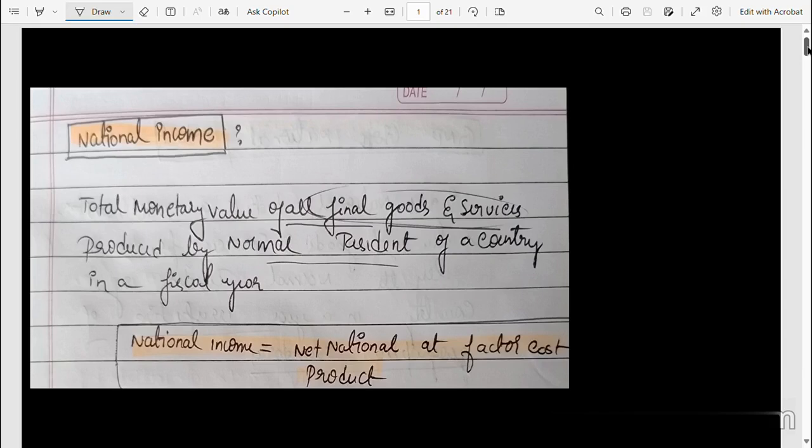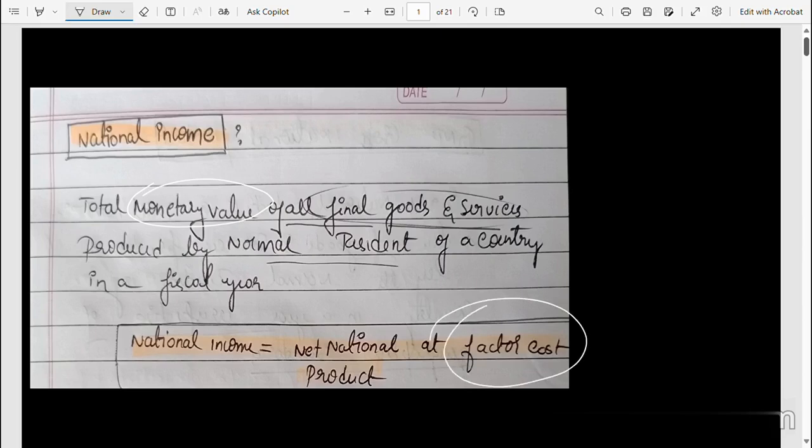What is national income? It is the total monetary value of all final goods and services produced by a normal resident of a country in a fiscal year. This is nothing but what we do as citizens on a daily basis: we transact money, we do business, we earn money, we spend money. All that money is calculated as the national income of a country. So the national income is equal to the net national product at factor cost.